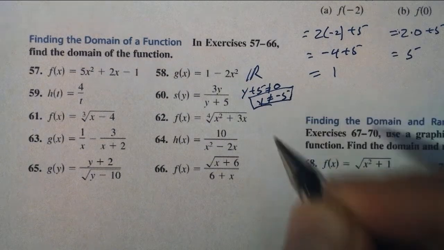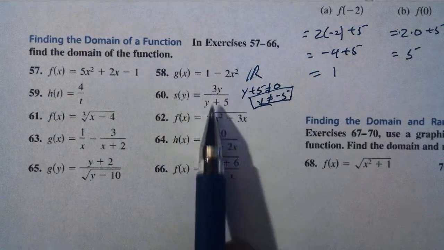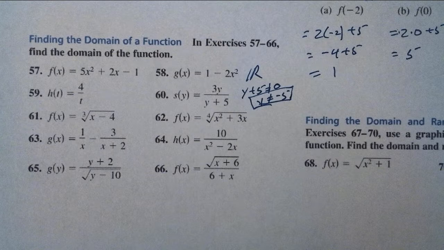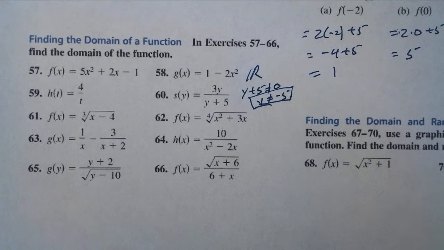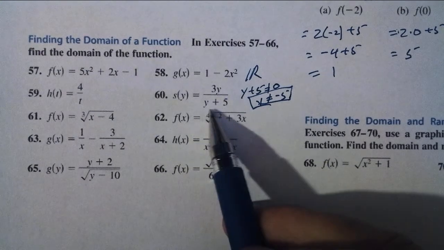That is our domain. It's weird to think of y there because we're usually putting x. So y may not be negative 5. Negative 5 would break the machine. I'd get negative 15 divided by 0.